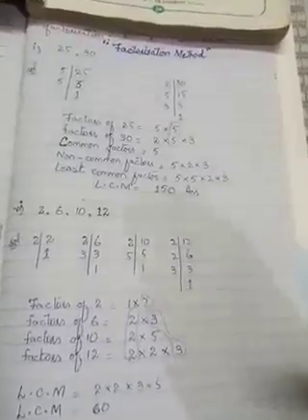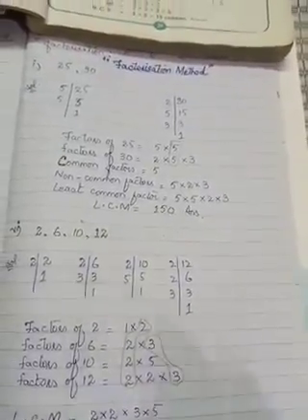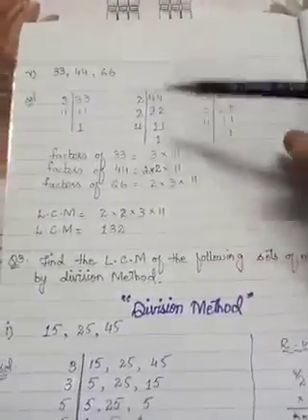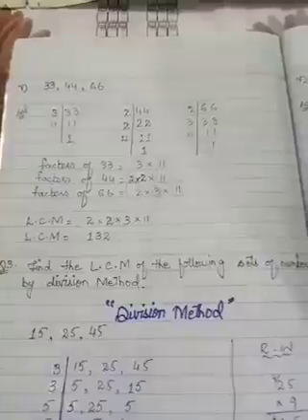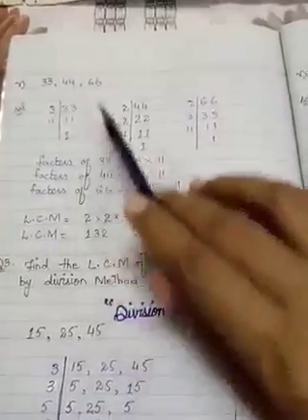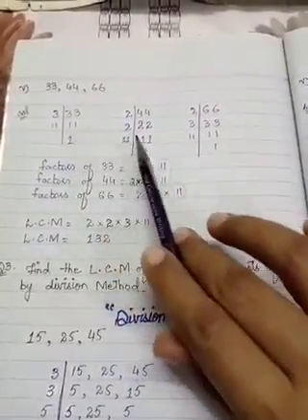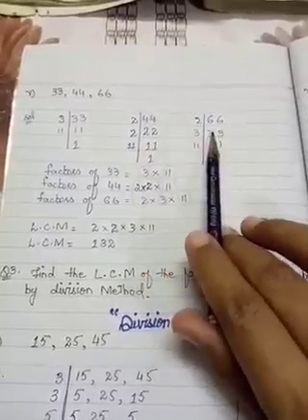In the same way, students, I have solved the 6th part by mistake, but that is not included in your syllabus. So I am going to explain the 5th part, that is 33, 44 and 66. In the same way, you have 3 numbers. You will take the LCM of 33, 44 and 66.